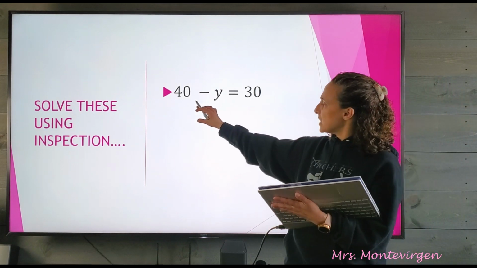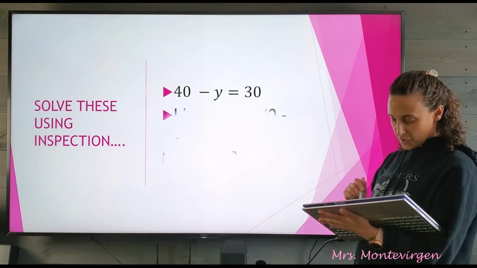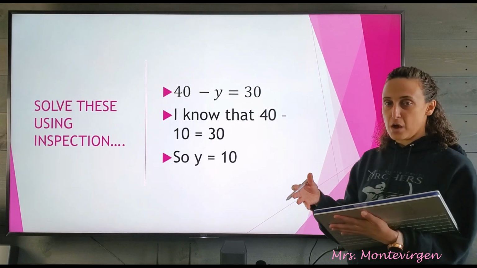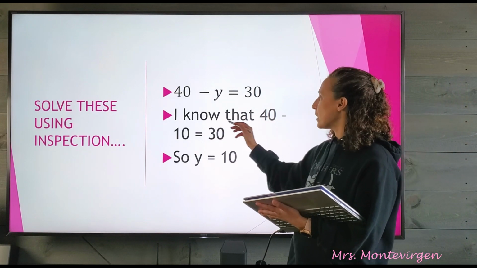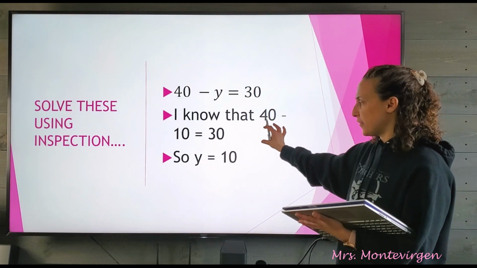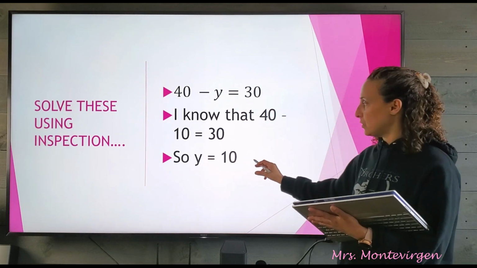Let's go on to another example. 40 minus y equals 30. So again, I'm writing down what I already know and I'm explaining it. I know that 40 minus 10 is 30. Again, a very simple explanation. And here I have an answer of y equals 10.